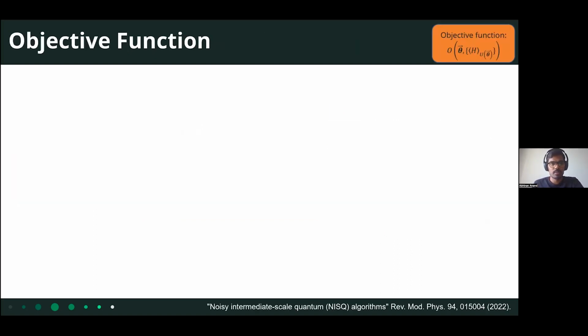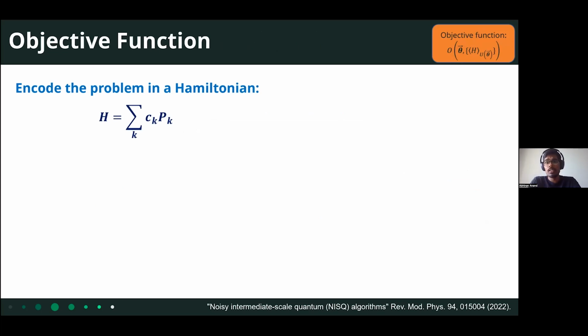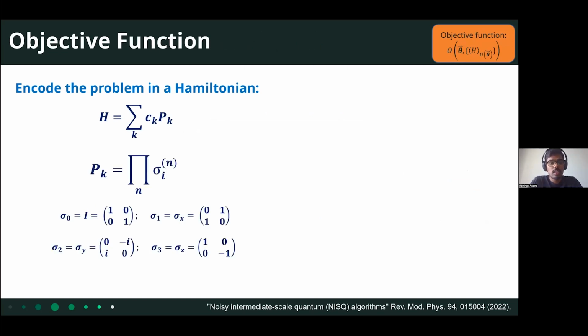So let's dive into some details. Let me begin with the objective function. The first thing that you do in an objective function is to encode the problem, and usually you encode the problem by defining a Hamiltonian. This Hamiltonian can be written as a sum of Pauli strings or Pauli terms, which is basically the P_k here. I'll show an example in the next slide.